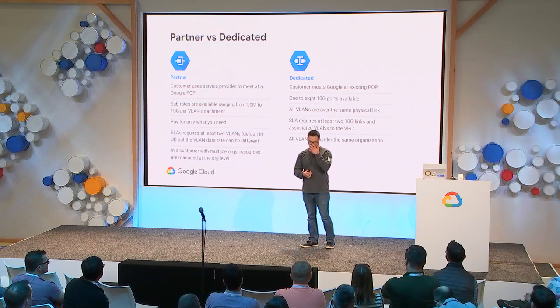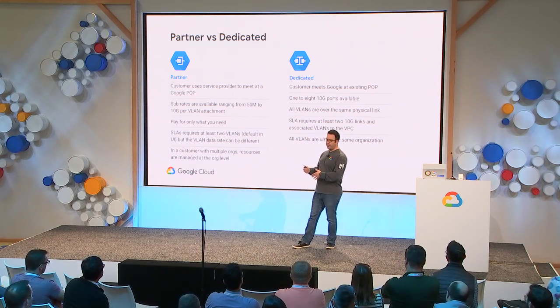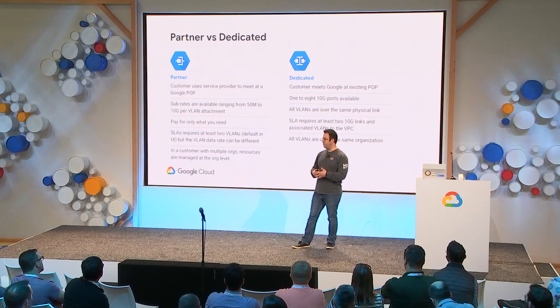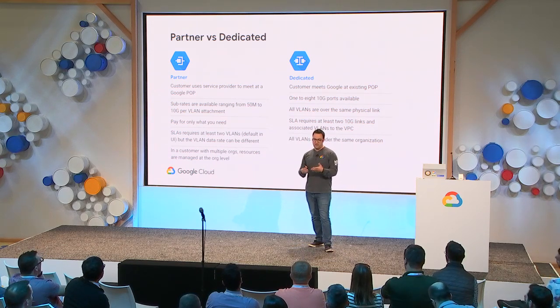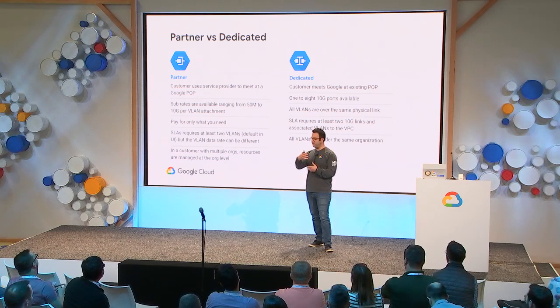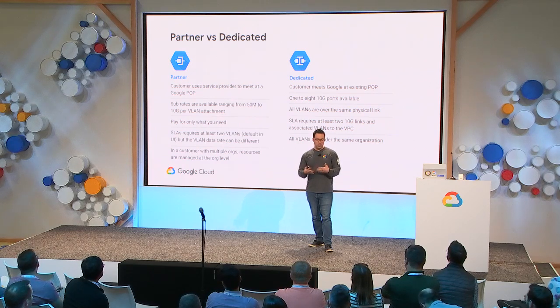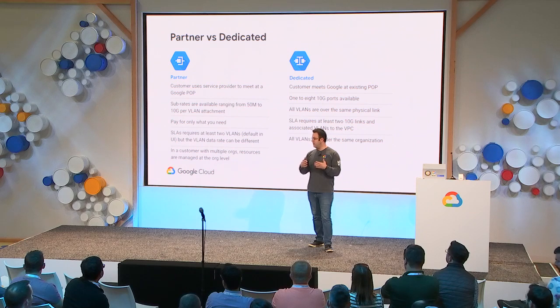within GCP. For dedicated, it's often used by customers that require high throughput. They require a minimum of 10 gigs. The customer would essentially meet us at one of our POPs, or again, extend connectivity to one of our POPs, either via a service provider, or meet us physically in one of our points of presence. All the VLANs are actually riding on the same physical link, so when you establish VLAN attachments through our cloud console, you would establish the VLAN attachments within the same physical circuit that's established with us.